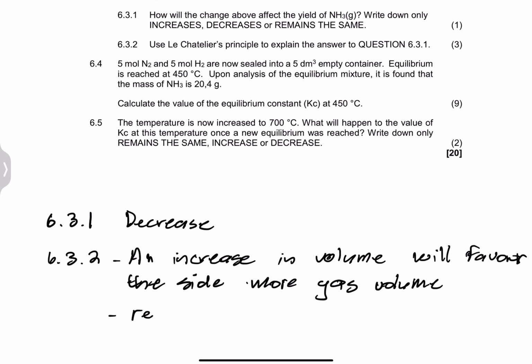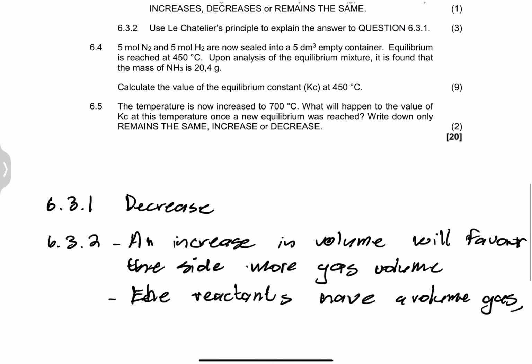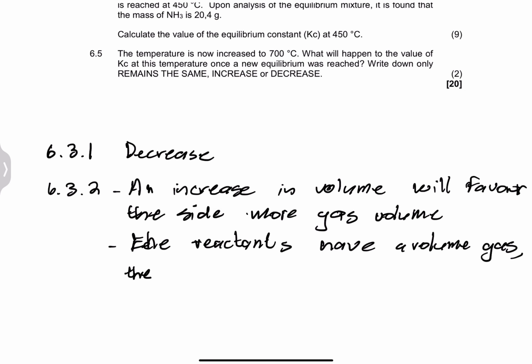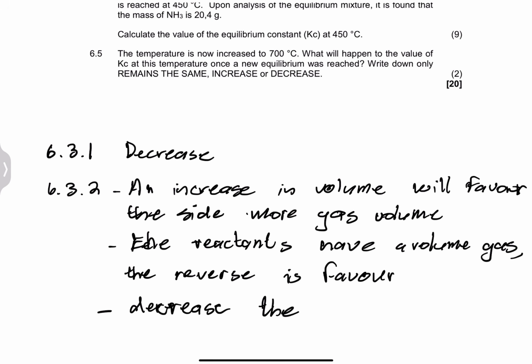So we know the reactants have a greater volume of gas, therefore the reactant side, or we can say the reverse reaction, is favored, okay, and therefore it means that that will decrease the yield.